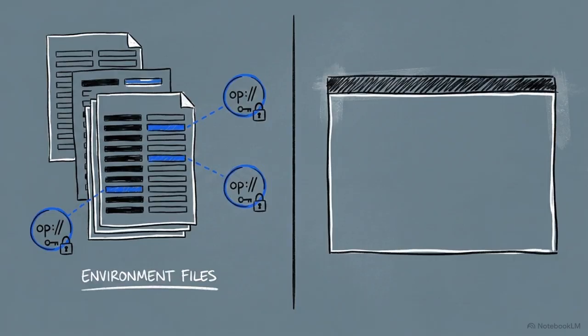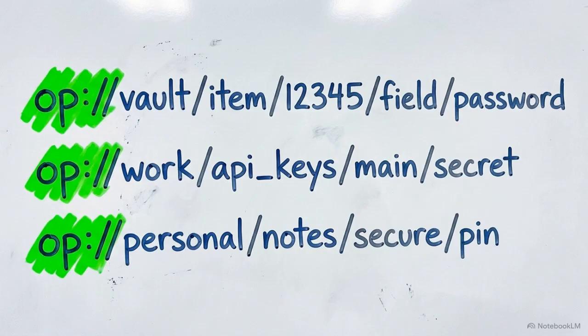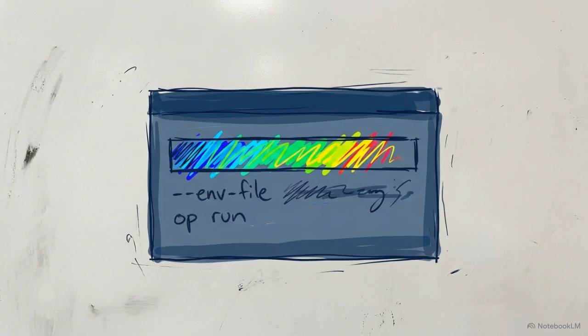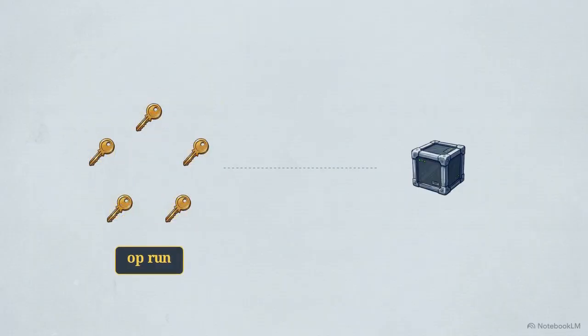By creating a dedicated secrets.env file, you map all of your required variables to their respective 1Password URIs in one place. There are 0 plaintext passwords in this file. It is populated entirely by secure references to your vault. To boot your agent, you use the --env-file flag with op run. 1Password batch resolves all the references and hands them to the sandbox in one action.